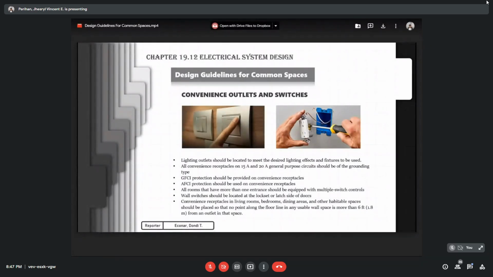Wall switches should be located at the lock set or latch side of doors. Convenience receptacles in living rooms, bedrooms, dining areas, and other habitable spaces should be placed so that no point along the floor line in any usable wall space is more than 6 feet or 1.8 meters from an outlet in that space.